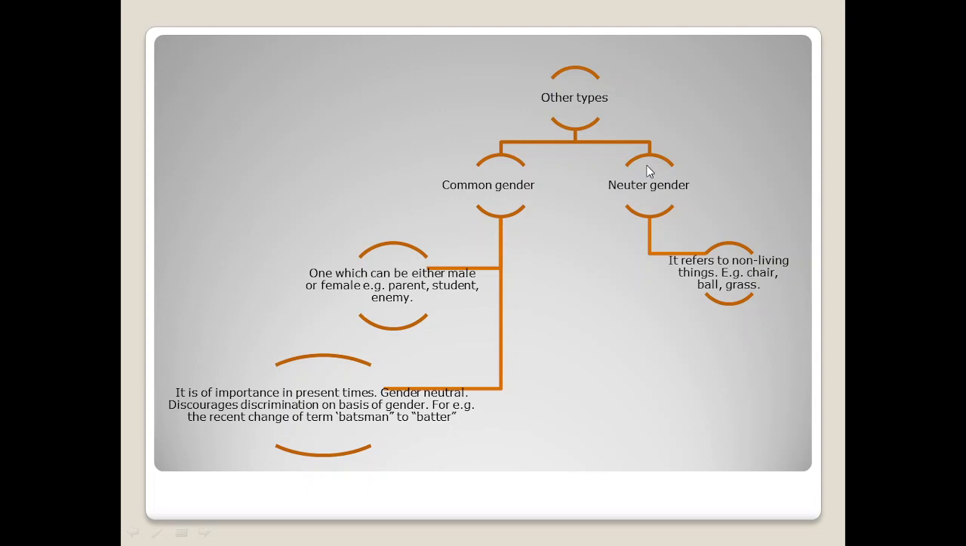So now the other is neuter gender. It is very easy to understand because it refers to non-living things. For example, anything which doesn't have a life on its own, which is a non-living object. For example, chair, ball, grass, etc. Moving forward.